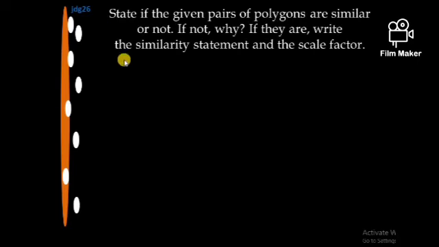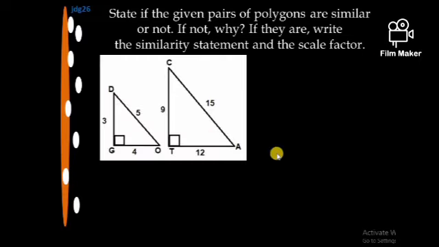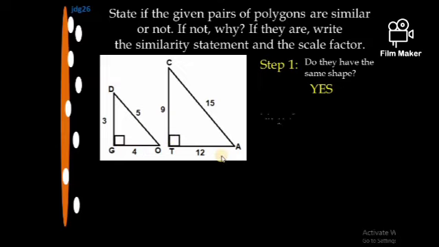Let's try this. State if the given pairs of polygons are similar or not. If not, why? If they are, write the similarity statement and the scale factor. Step 1. Do they have the same shape? Yes. So, kung papansin ninyo, meron din po silang parehas na angle. Step 2. Do the corresponding sides proportional? Tingnan natin kung proportional ang mga sides.